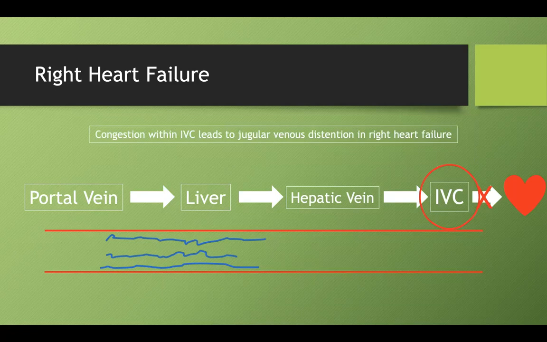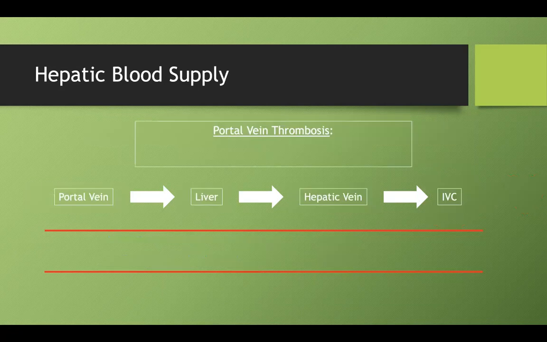So on question stems, keep a lookout for that. If they mention any sort of JVD, which is like pulsating, you can see congestion in the neck essentially. And they'll usually on a question stem tell you yes or no if they have JVD.